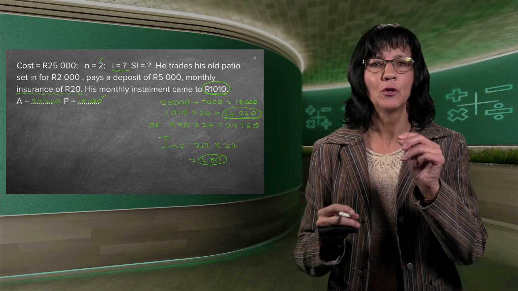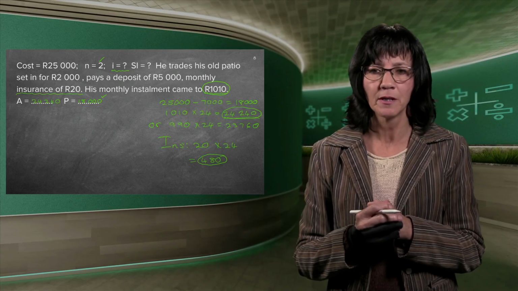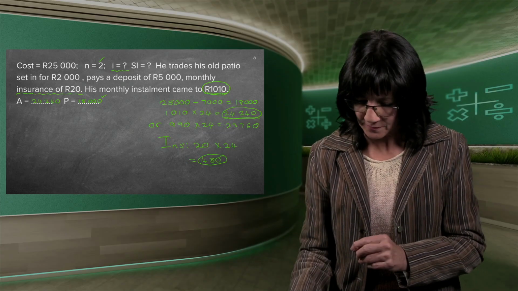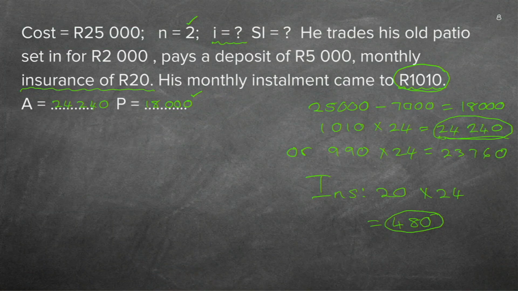But remember, that included the 20 Rand insurance monthly. So if I take off that insurance monthly, I'm going to just quickly do that. Remember, we wrote that there before we looked carefully at that insurance money. So let's just quickly do that. It's 24,240 minus 480. Gives me 23,760. What do you see there? It's exactly what I've got there.